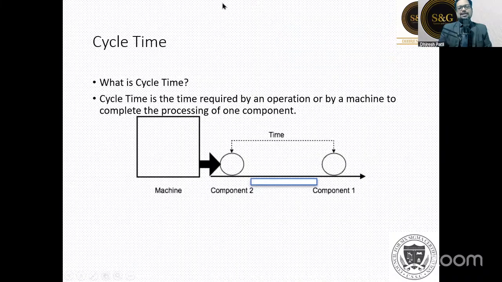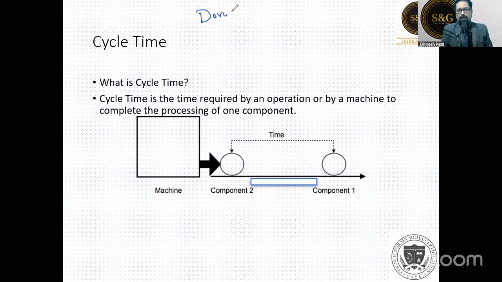Now let's start from the first terminology, which is called cycle time. What is cycle time? Very simple. Cycle time is the time required by that process step, or by that machine or that person, to process one unit. Let's take a simple example. Let's make some pizza. In pizza, what are the process steps?